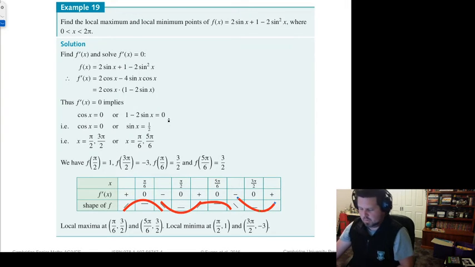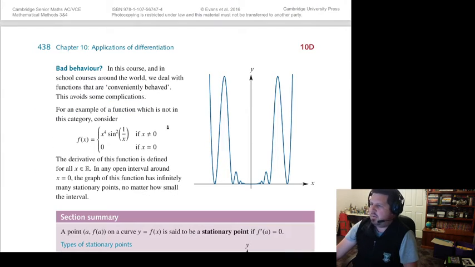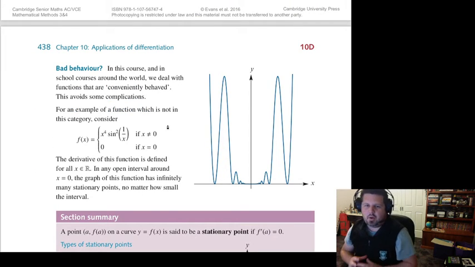Cool. Oh, bad behavior. We knew this day would come where we'd have to have a talk about this. It says, in this course, and in school courses around the world, we deal with functions that are conventionally behaved. Cool, happy days. That really avoids some complications, which is good. However, it says, you've got an example here of a function which is not in this category.